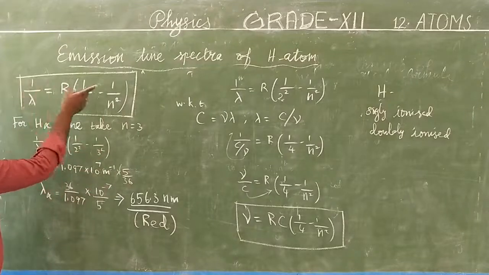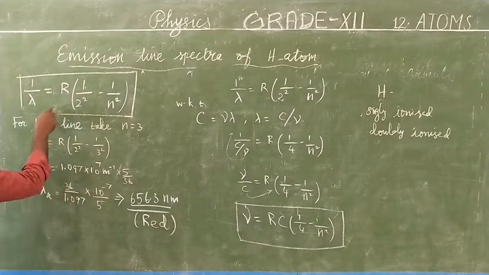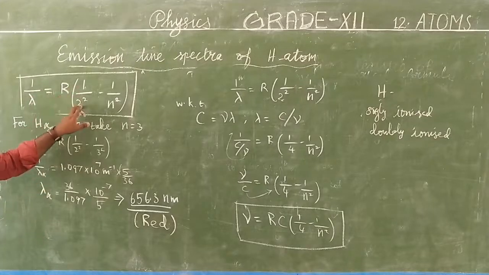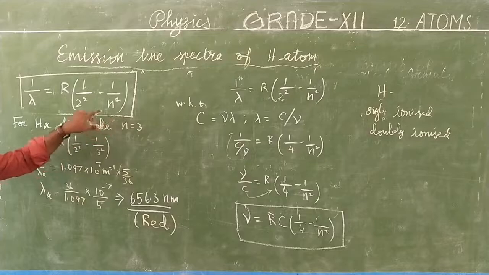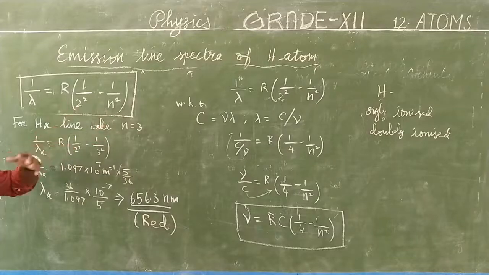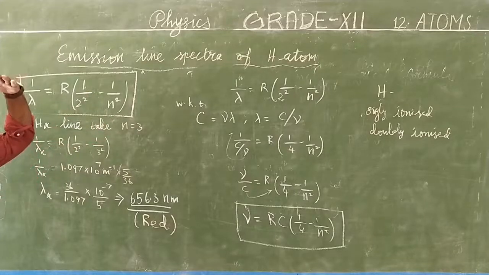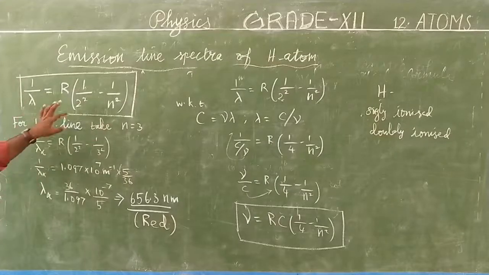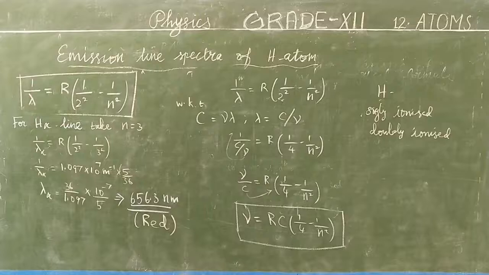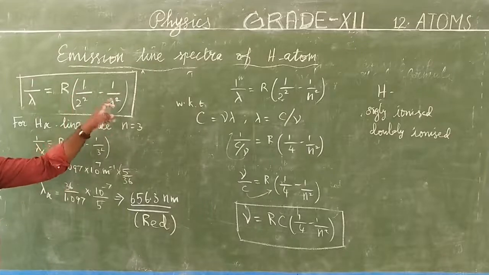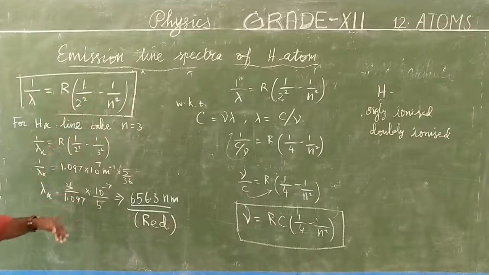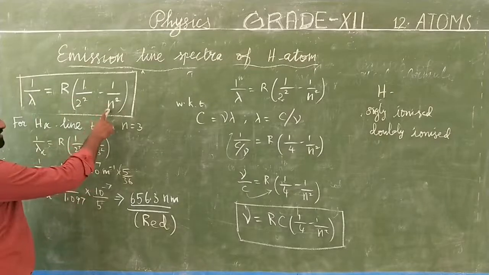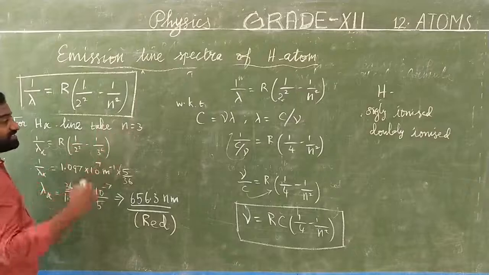So this is the empirical formula by J.J. Balmer. According to him, the reciprocal of wavelength is equal to the Rydberg constant times 1 by 2 square minus 1 by n square. So why do we mention 2 here? All the excited energy levels come to the second state, at which time they emit some radiations. If we want to find each line's wavelength, we have to substitute integral values. It starts from 3, 4, 5, 6, 7.